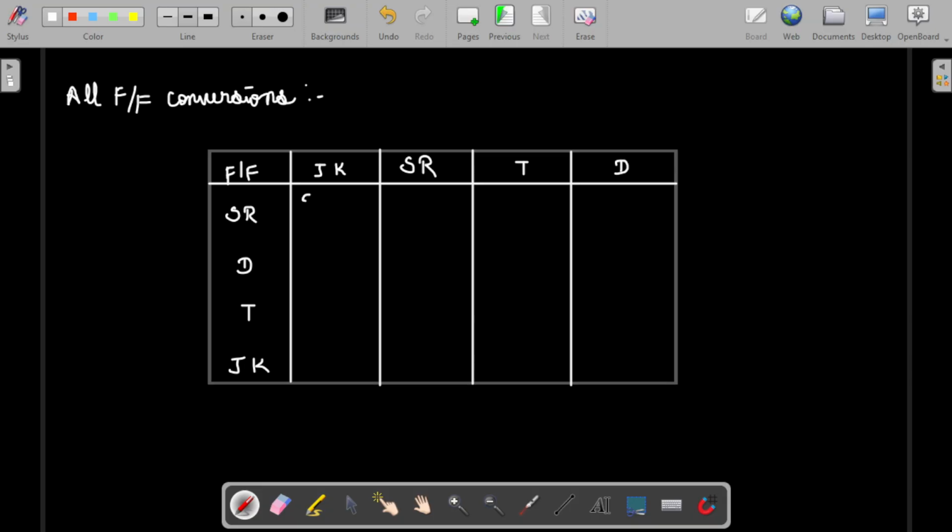So we already found that S will be equal to J Qn bar and R will be equal to K Qn. Okay, so here is the available flip-flop, and here is the desired flip-flop. So these are the flip-flops you will have, and from these flip-flops we will get the desired flip-flop. So this is the desired flip-flop.